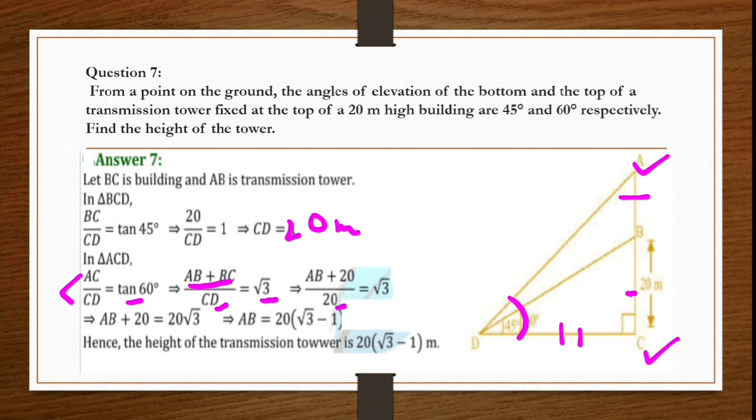That means if you solve the equation, the value of AB will be 20 root 3 minus 20. If you take 20 common, it will be 20 into (root 3 minus 1). That means the height of the transmission tower AB is equal to 20 into (root 3 minus 1) meter. So in this way you have to solve this question.